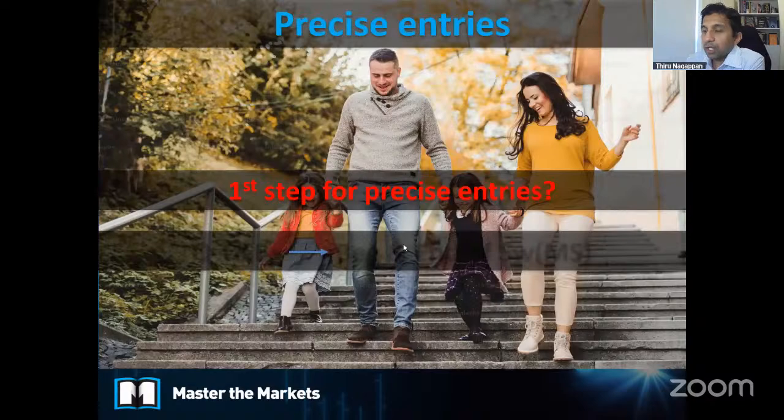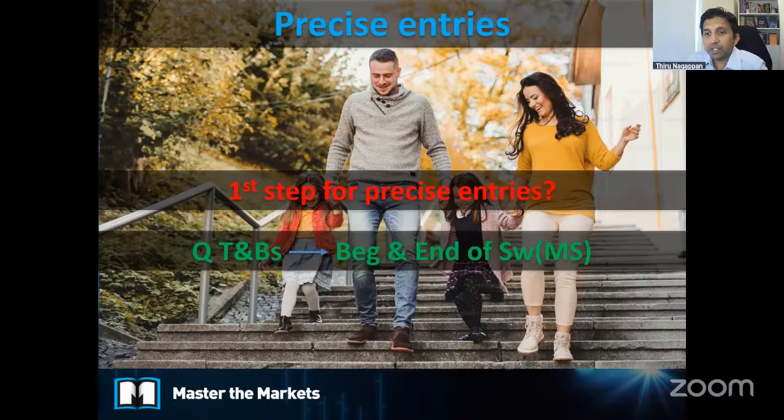So let's go forward. In answer to the question where to enter, the first step for precise entries is to quantify your top and bottom. Where is your top, where's your bottom? Once you do that, that will define the beginning and the end of your swing. Because once I know what my bottom is, then I will also know what the top is. I inverse it, and apply the same metric to the opposite side. Once you quantify tops and bottoms, this is what we call the market structure.